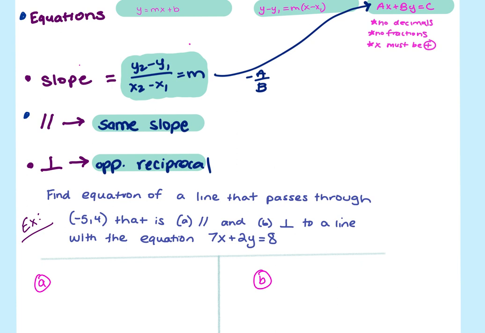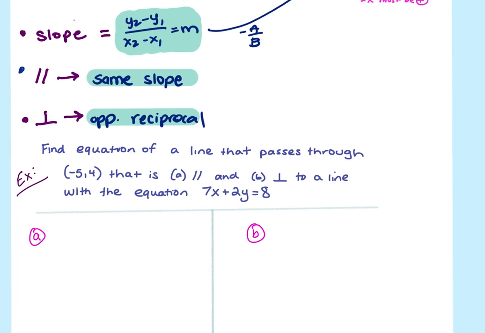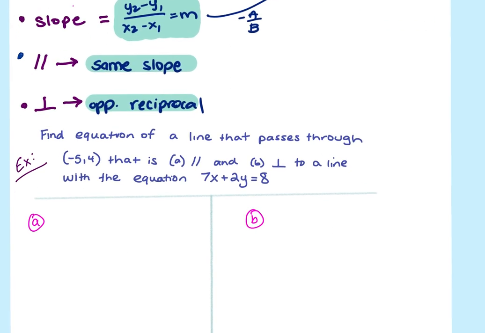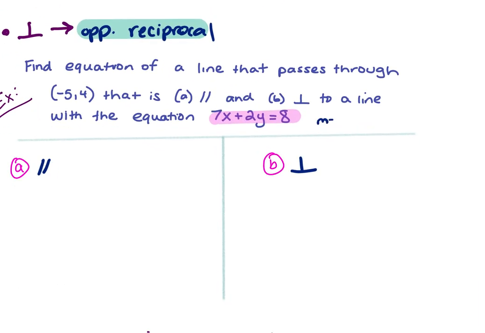You're going to find the equation of a line that passes through the point negative 5, 4. That is A parallel, B perpendicular to a line with the equation 7x plus 2y equals 8. So this is how the question is. So the first one we're going to do is when it's parallel. The second we're going to do when it's perpendicular. Before we get to either of those, we got to figure out what the slope of the original line is. So this is in standard form. So the slope would be what? -7/2. Good.